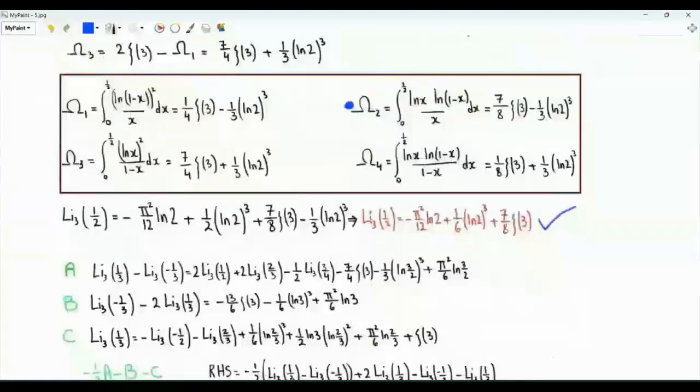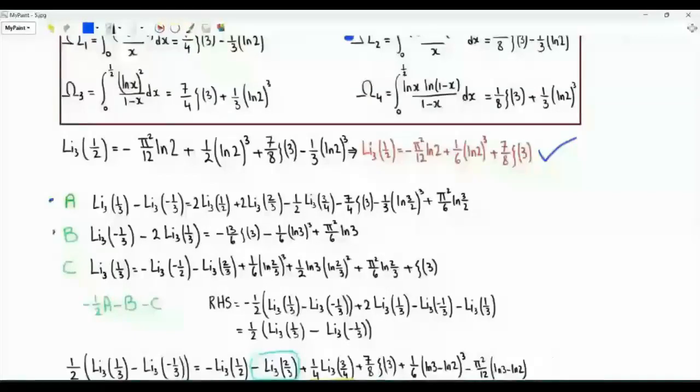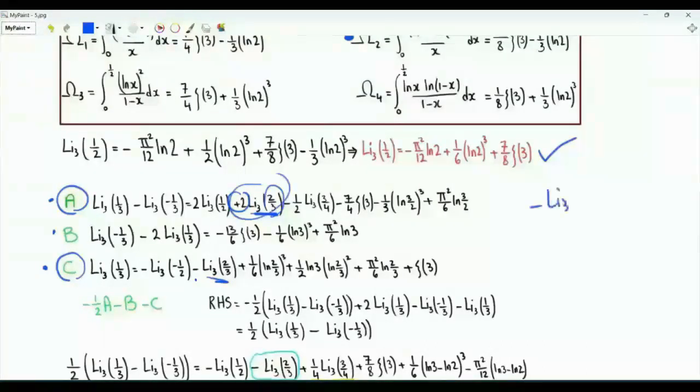Recall that we started with 3 functional identities for the trilogarithm. We used them to obtain these 3 statements A, B, and C. Our target expression does not involve the trilogarithm of 2/3. It is here multiplied by 2. It is there multiplied by minus 1. What we do is we multiply A by minus 1/2, multiply C by minus 1, and add. When we do this, this term becomes minus the trilogarithm of 2/3, and this one becomes the trilogarithm of 2/3. When we add, these go away.